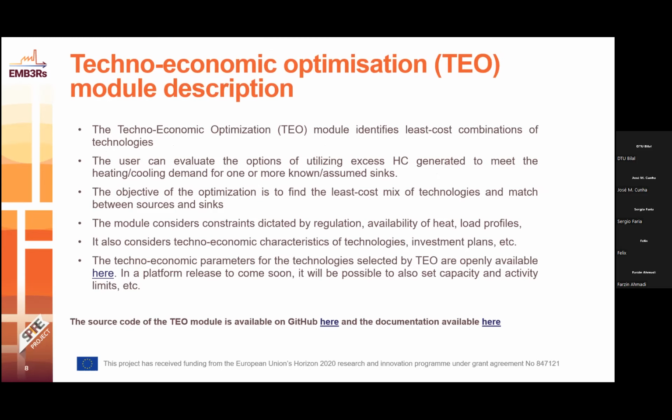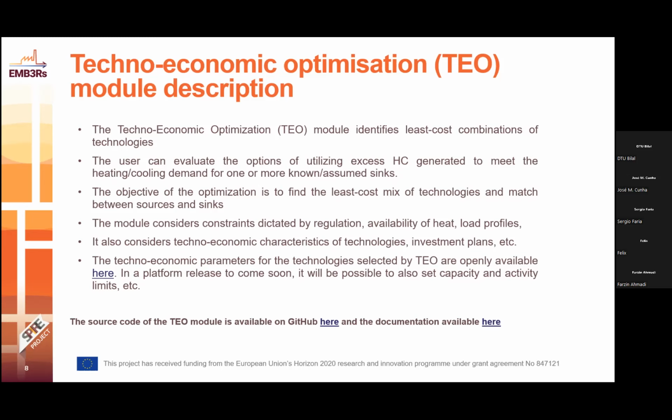And here, as the name suggests, the main idea is to conduct a cost optimization of the technologies that are going to be used for the excess heat recovery, and then the optimal capacities of these technologies and the optimal operation of sources and sinks, such that there's an optimal matching between these sources and sinks that are present in the system. So here the main objective is to get the least cost mix of technologies at each source and each sink, and also technologies that are connected to the district heating network, which will act as backup technologies in case the excess heat at the source is not enough to meet the sink demands.